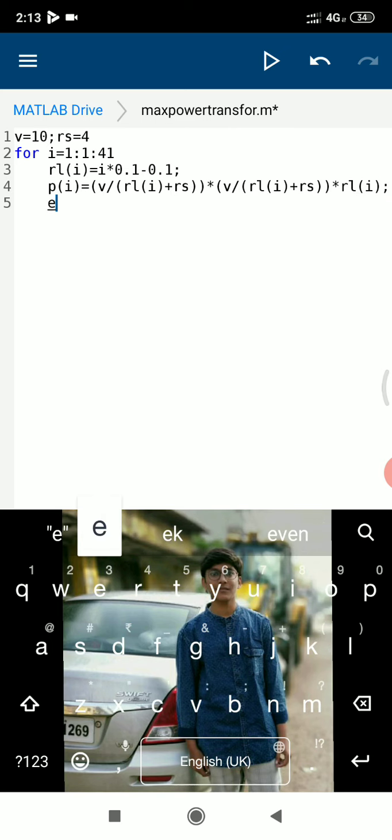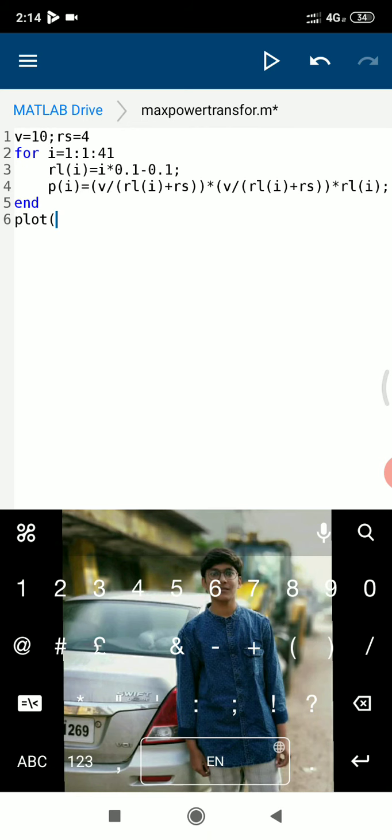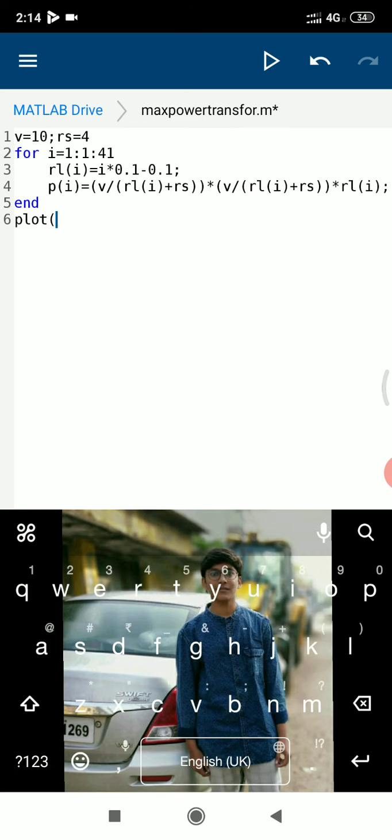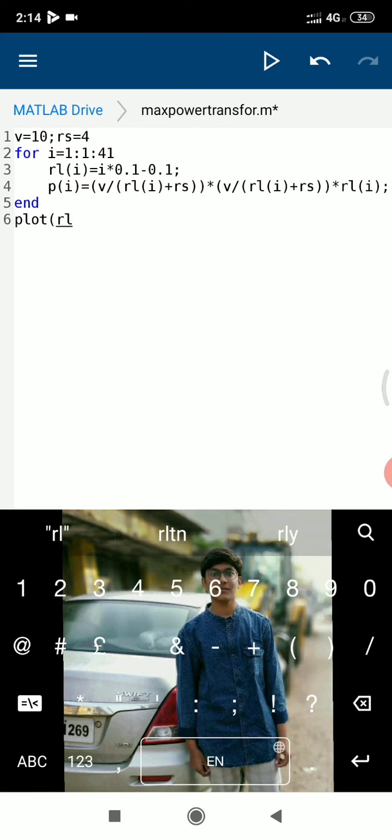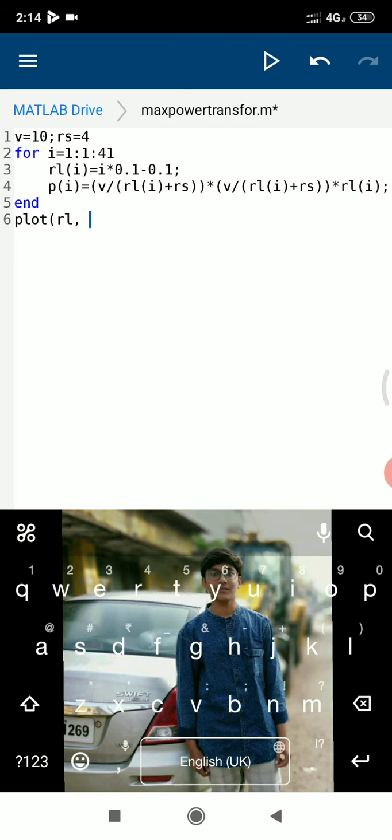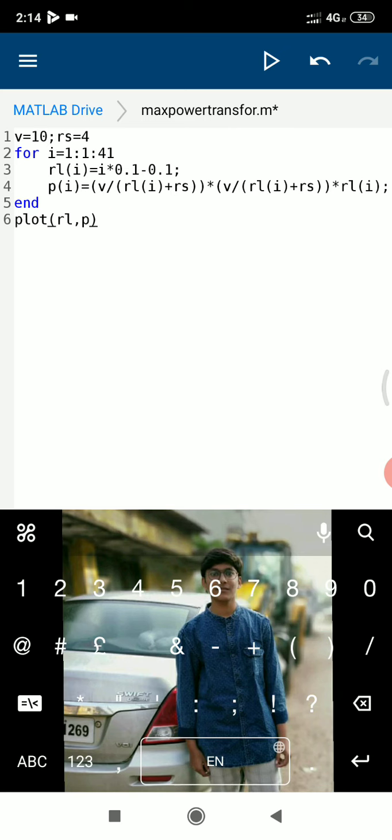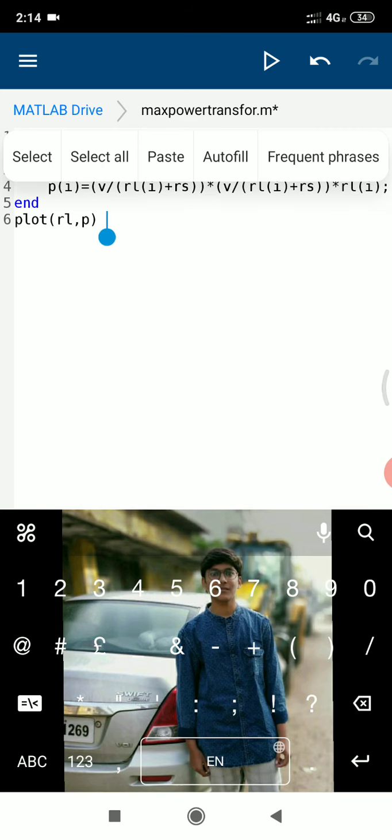Going to the next step in this program, we have to plot the graph between load resistance and power. That means plot graph between load resistance and power, RL, and close the bracket. I am executing this program.